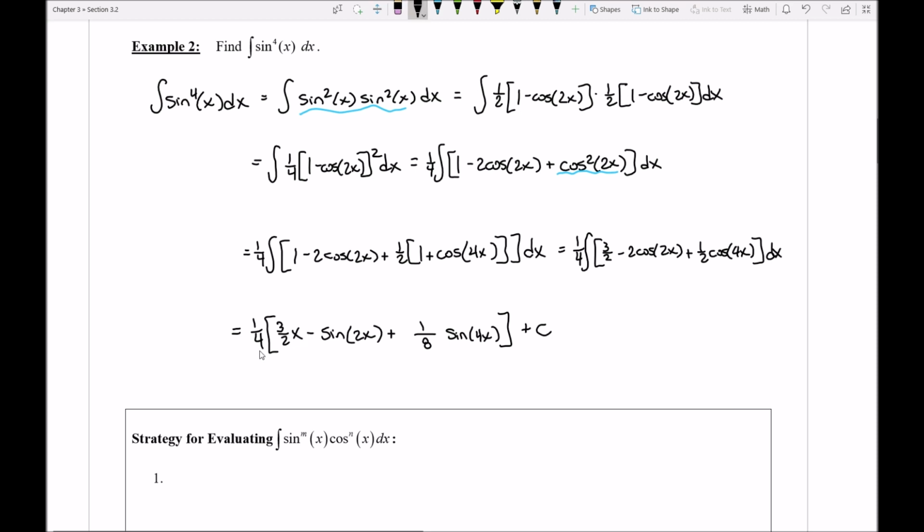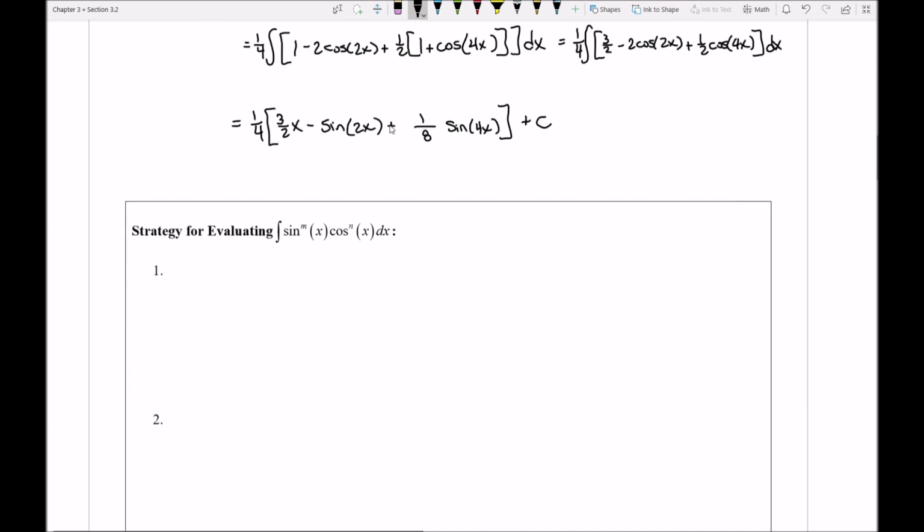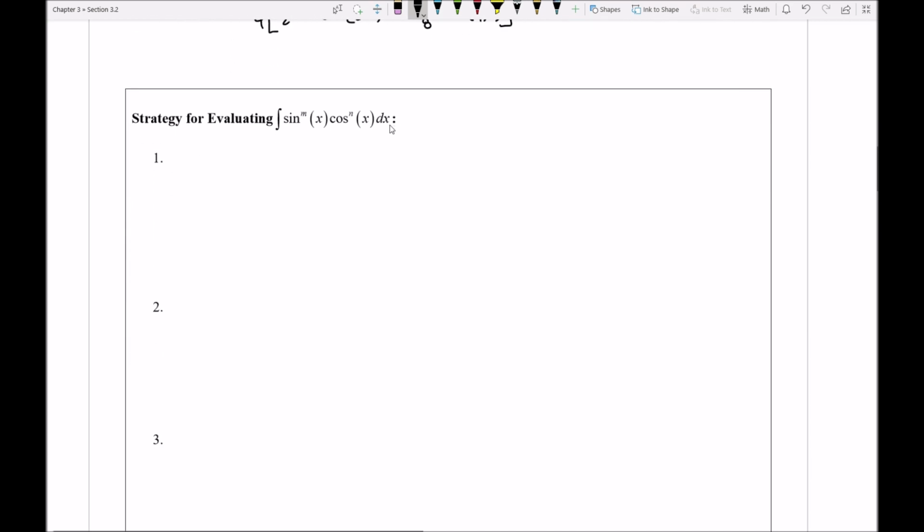And so this leaves me with a nice, easy answer that I can see was generated only from using these blue identities. And so we can kind of see that there's a general theme here. When I have trig functions that are raised to even powers that can be separated out into sine squareds or cosine squareds, using those blue identities is pretty nice. And if I have an odd number of sines or cosines, there's a good chance I can start to go ahead and actually use those red identities to force a u substitution.